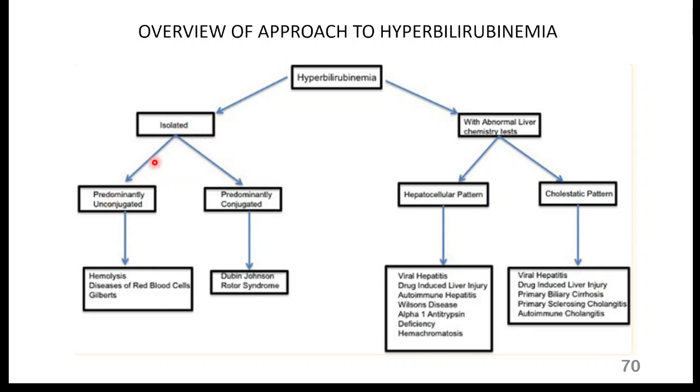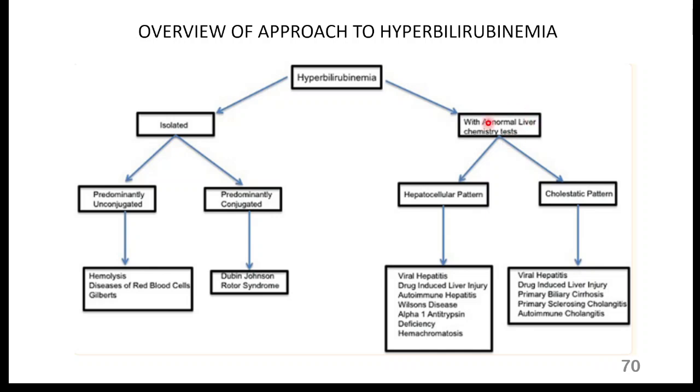all right, you want to find out whether it is predominantly unconjugated or predominantly conjugated. If it is predominantly conjugated, then you are thinking of Dubin-Johnson or Rotor syndrome, and you need to investigate further. You want to test for the enzymes involved, right? If it is unconjugated, remember what we said about unconjugated bilirubin, that it is predominantly caused by pre-hepatic causes. So it could be due to excessive hemolysis of red blood cells, or Gilbert syndrome.